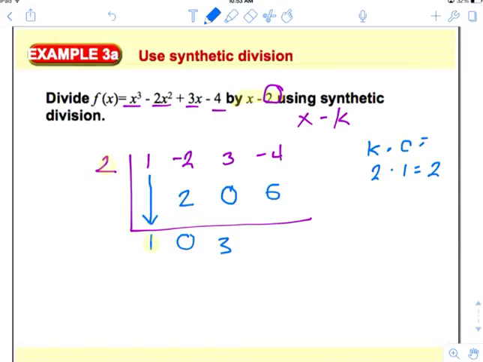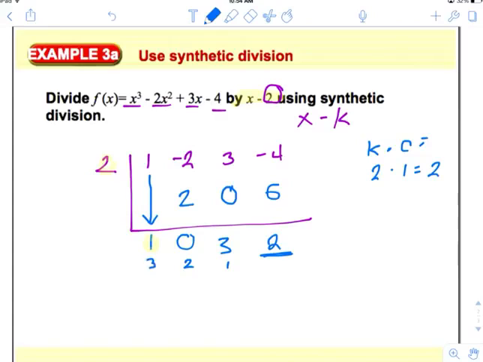Negative 4 plus 6 is 2. And I'm done. So this is how we read our solutions. The last number is your remainder. And then moving forward is going to be your solution. So this is going to have an exponent of 1, an exponent of 2, and an exponent of 3.